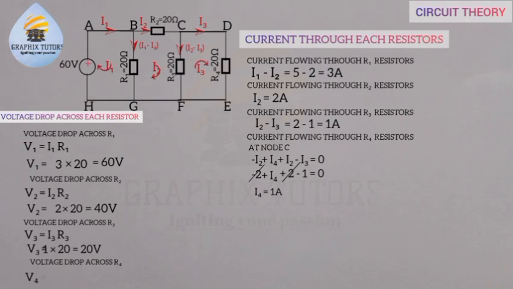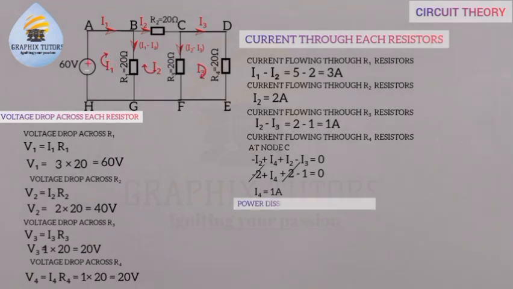So for R4, we have V4 equals what? I4 R4, and that will give us 1 times 20, because I4 is 1, and that will give us another 20 volts. So this is what we have, the voltage drop across each resistor. So we'll move to the power dissipated on each resistor as suggested by the question.